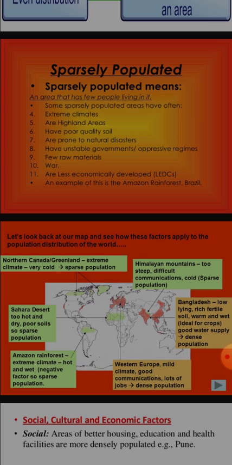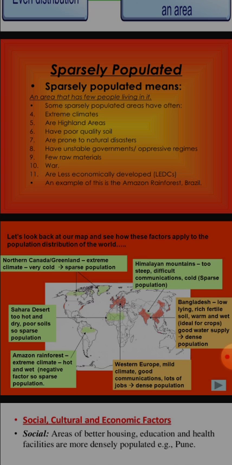Now, children, you can see a world map. Let us look back to our map, and we'll see how these sparsely populated factors apply to the population distribution of the world. That means why some regions of the world have sparse population or very less population. Starting with the extreme left side, north western side, we'll see northern Canada or Greenland. Why is the population very less? Because of extreme climate, very cold, sparse population.